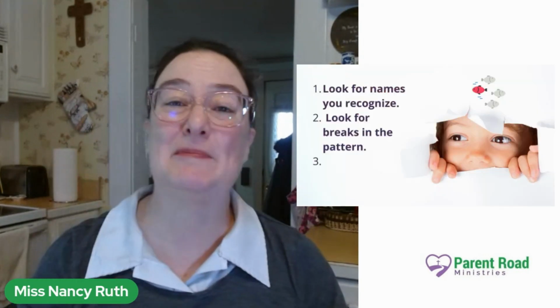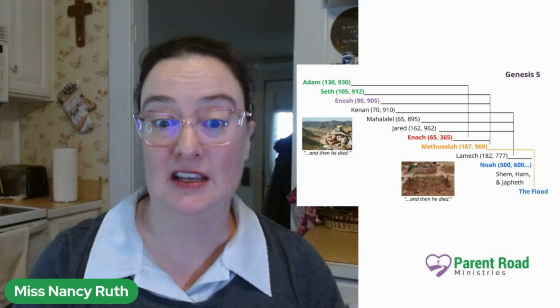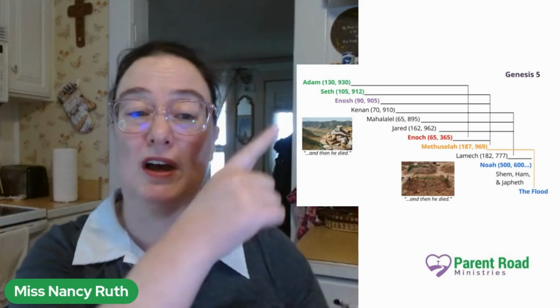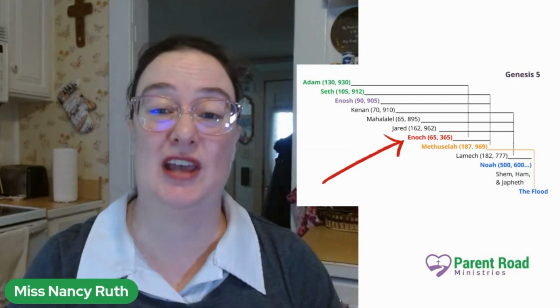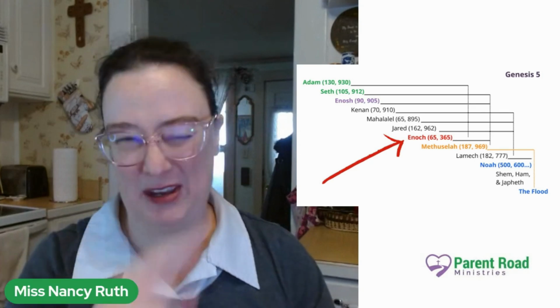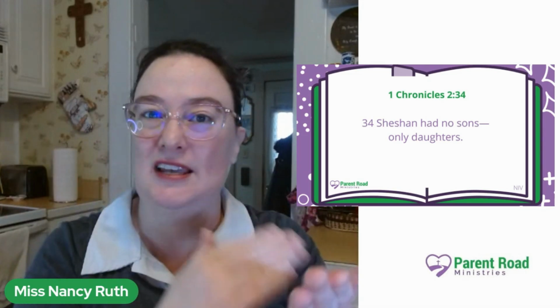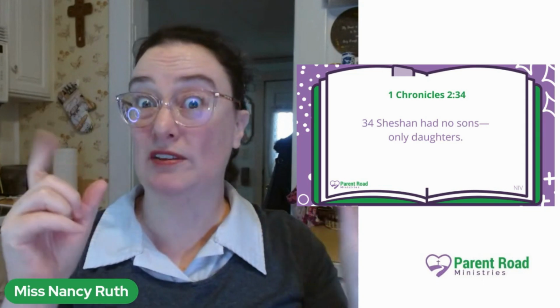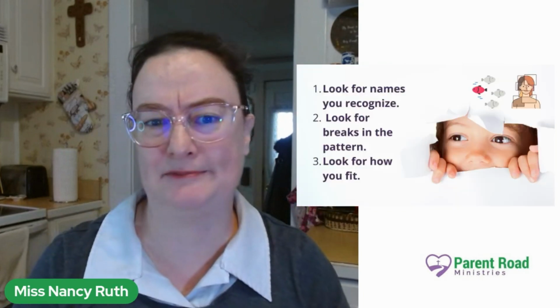Second, look for breaks in the pattern, things that are different. We talk about a really important one in this video here in Genesis chapter 5, but I'm not going to spoil that. You can look at that there, okay? Here's another break in the pattern. Usually it's son, son, son, son, son, or father, father, father, father, father. And then look at here in Chronicles 2, it says, Sheshan had no sons. Oh, that's different. Only daughters. So what's going to happen to the daughters? Because it's very unusual to see women in these lists.